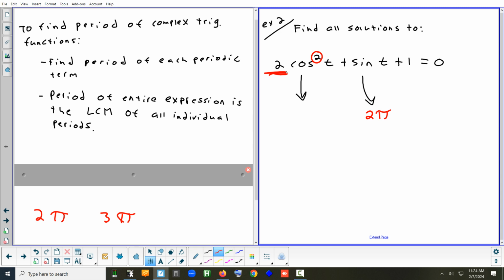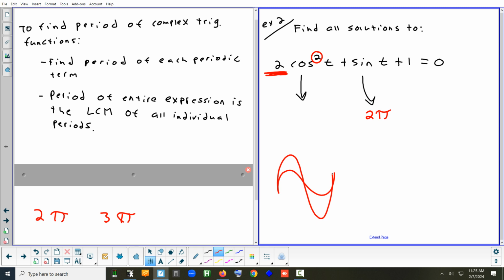What kind of transformation is the 2? It's a vertical stretch. Period measures what kind of distance? Horizontal. So does this 2 have any effect on the period? No. All it's going to do is take a graph that looks like this and make it look like this. It's not going to change anything left to right. So I don't really care about the 2 in the front. What I do care about is cosine squared.